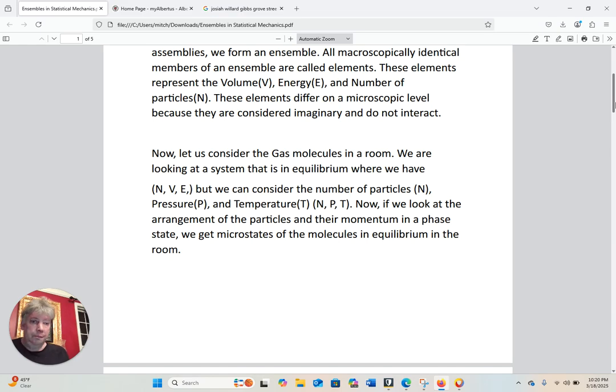Now, when I come up to here, so basically, what does that mean? So we can consider the number of particles N. Oh, this is getting into another way of looking at it. But now if we look at the arrangement of the particles and their momentum in a phase state. So basically we're going to consider a room and the molecules that are in the room in equilibrium. And when we do that, we can consider these things called phase states, okay? And these phase states give us what's called the microstates of the molecules that are in equilibrium.